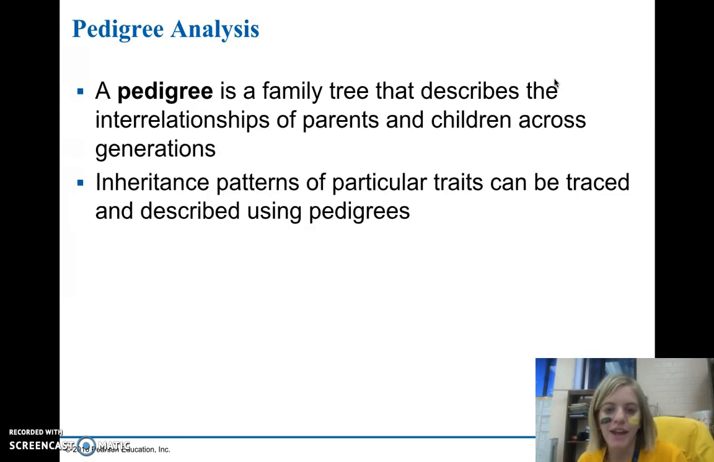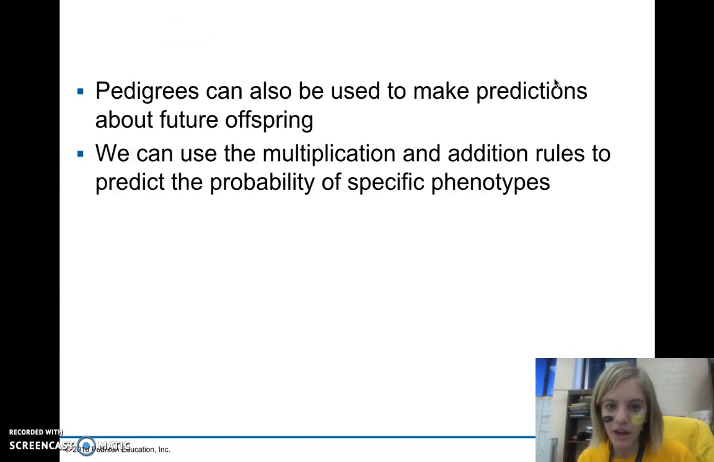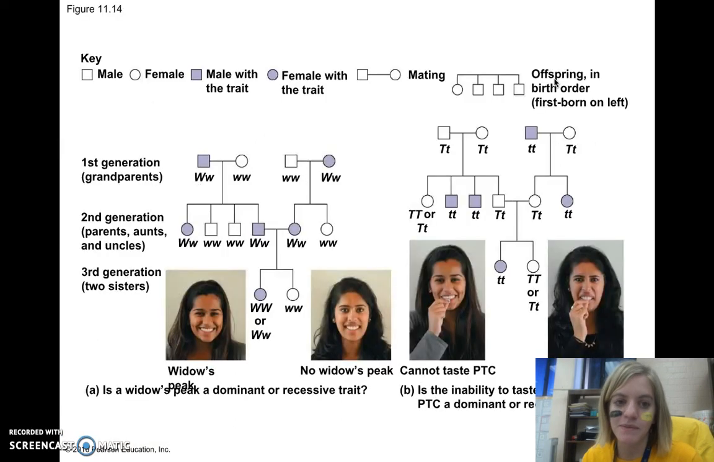And this is really a family tree that shows us the relationships between parents and children over several generations. And then we use the pedigree to help us determine inheritance patterns of a particular trait. Once we've established the inheritance patterns that exist within a family, we can use pedigrees to make predictions about future offspring, especially knowing the multiplication and addition probability rules.